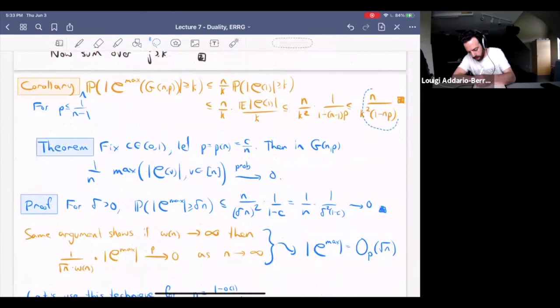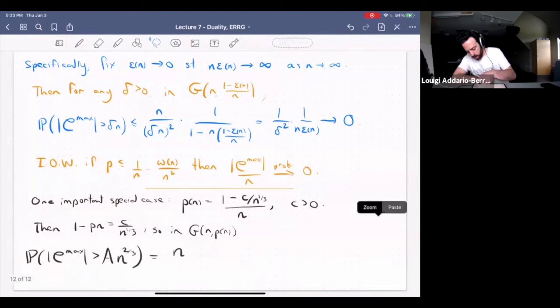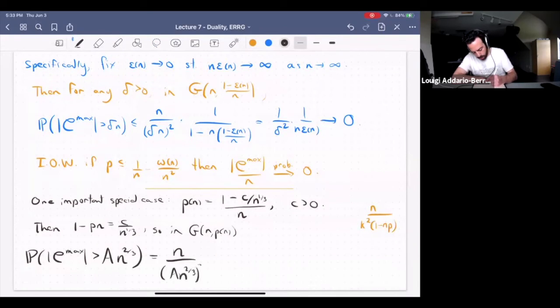You know, this is the sort of upper bound we get, right? n over k squared times (1 minus np). So here we get n over (a n to the 2/3) squared, and now we said that 1 minus np is c over n to the 1/3. So that gives us n to the 1/3 over c. And now all the powers of n cancel. We have n to the 4/3 on the top, n to the 4/3 on the bottom, and so we're getting 1 over c a squared. Okay, and so that bound tends to 0 as a tends to infinity.